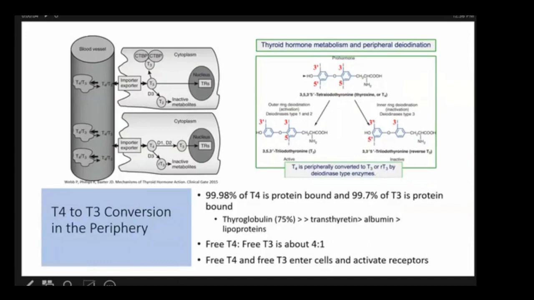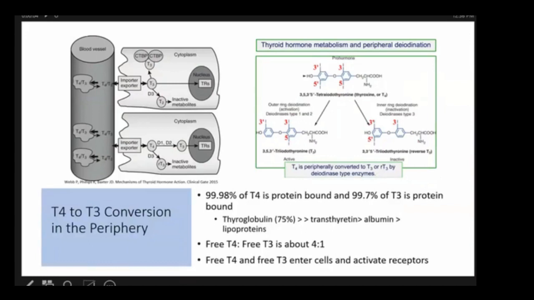The ratio of free T4 to free T3 in the blood is about 4:1. And that's due to the higher amount of T4 that is secreted. So there's higher circulating levels of free T4 to free T3, even though T4 is more tightly bound to its binding proteins. T3 then enters the cell.